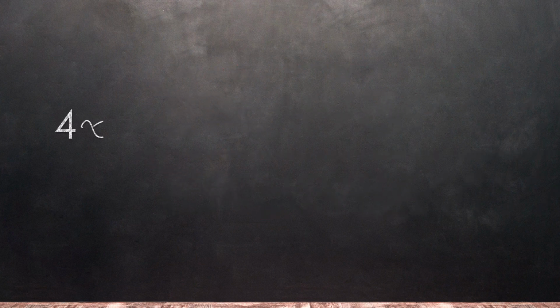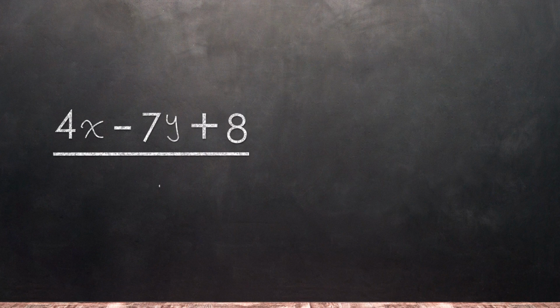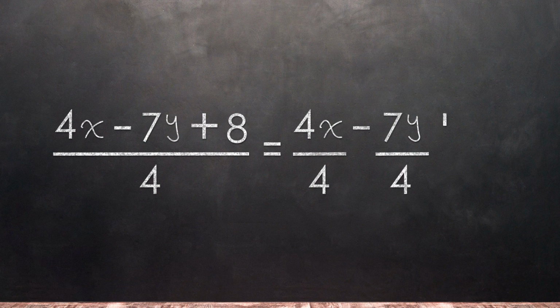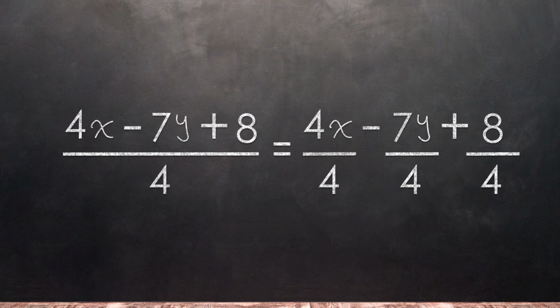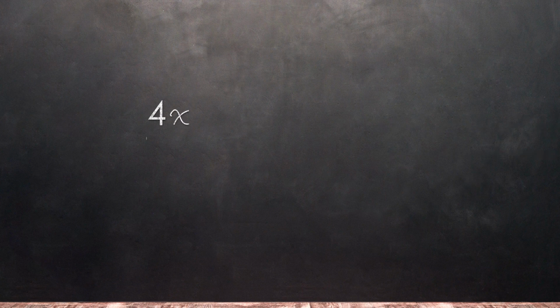Here are some things to remember when canceling. If you are unsure about whether you can cancel anything out, separate the terms in your numerator and write them as a sum or difference of separate fractions. This way, you can analyze each term separately with the denominator and then determine if any factors can be canceled.